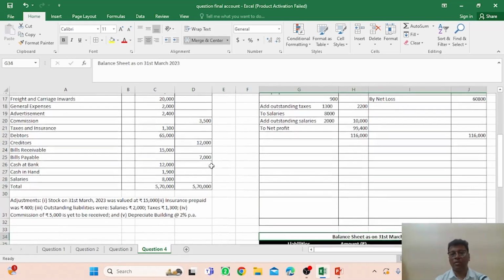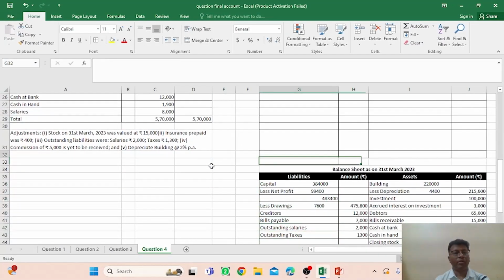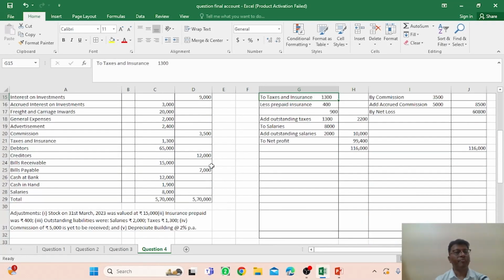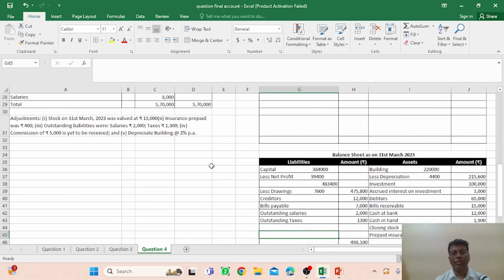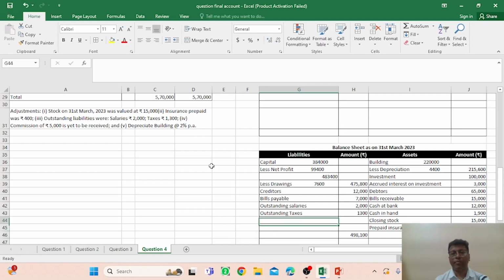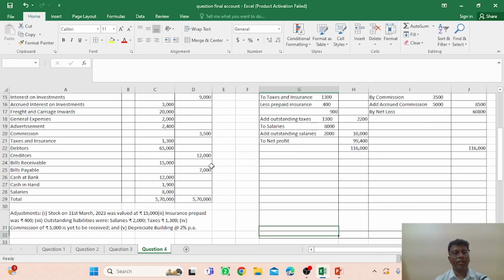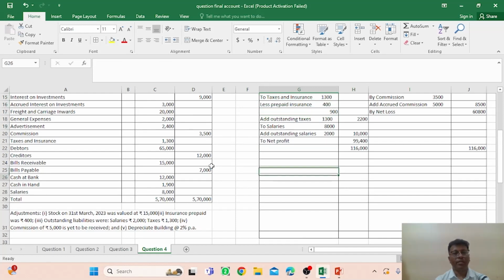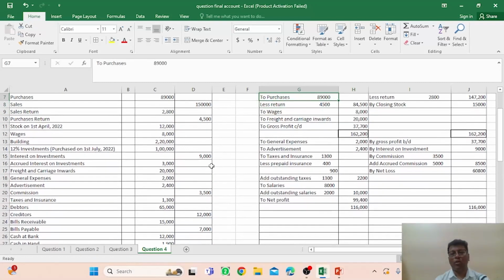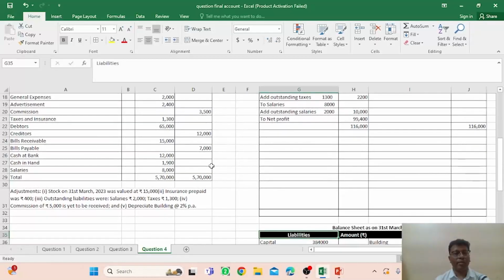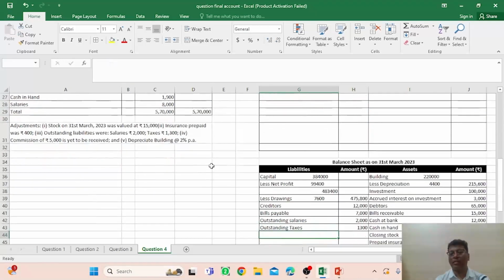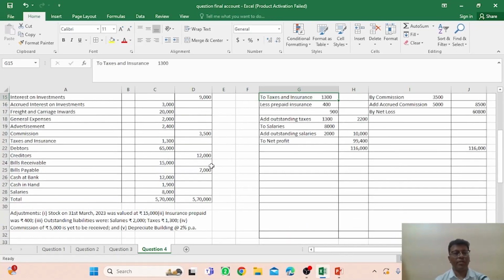And debtors are given as 65,000, and creditors 12,000, bills receivable 15,000, and bills payable 7,000, cash at bank 12,000, and 1,900 cash in hand. So it is mentioned in a proper way. Salaries 8,000, right? So what do you think? Where is the error? Maybe in totaling or maybe in calculations. Closing stock 15,000, and closing stock we have maintained as 15,000 in the balance sheet also.